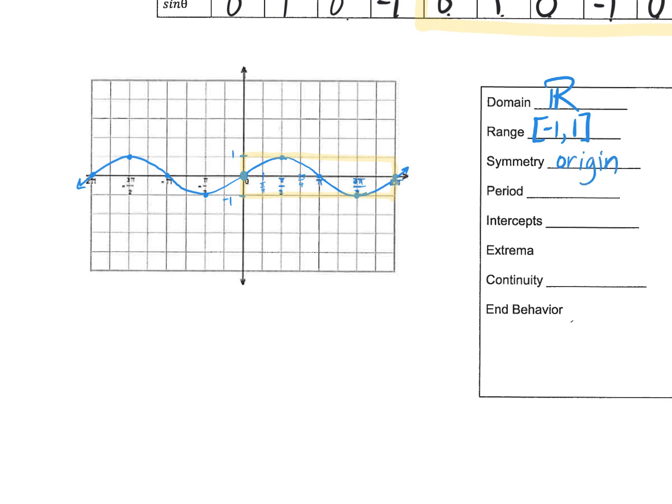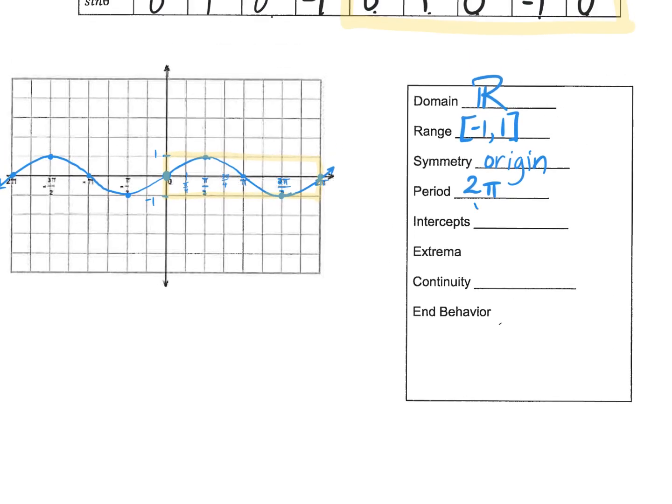Now, what did we say the period was? 2 pi. Now, the intercepts. Where's the y-intercept? It's 0, isn't it? Now, x-intercept. There's more than one, isn't there?